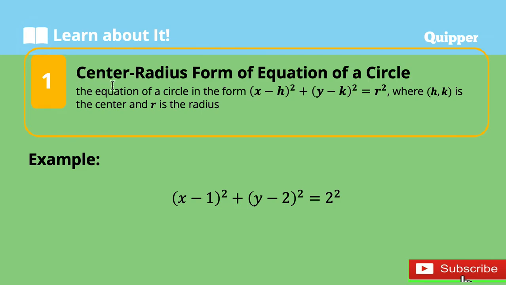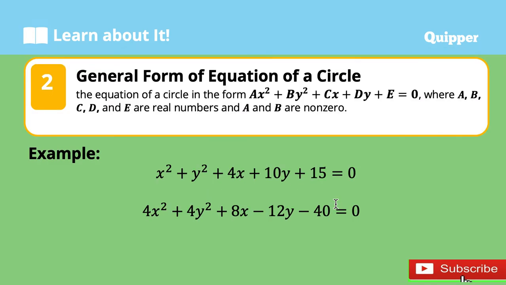It is the equation of a circle in the form of the square of x minus h plus the square of y minus k is equal to the square of r, where h and k is the center of the circle and r is the radius of the circle. For example of a center radius form is the square of x minus 1 plus the square of y minus 2 is equal to the square of 2, where the value of h and k is at 1, 2, and the value of r is 2, or the radius.